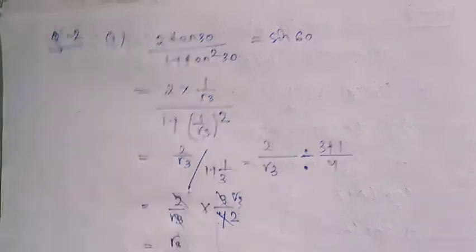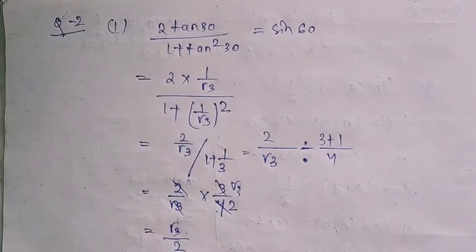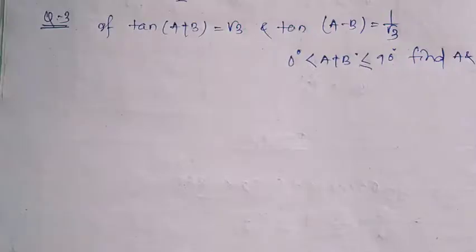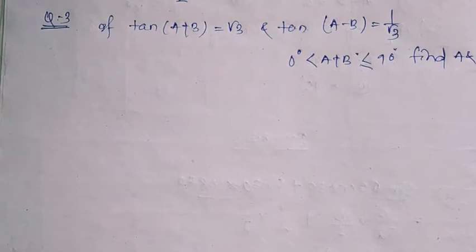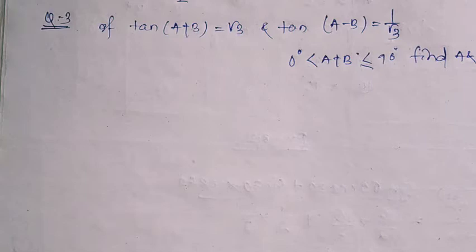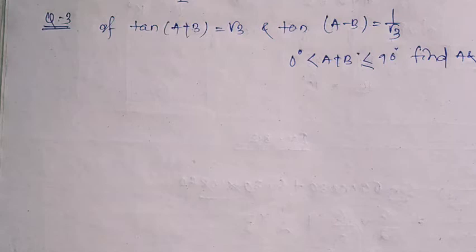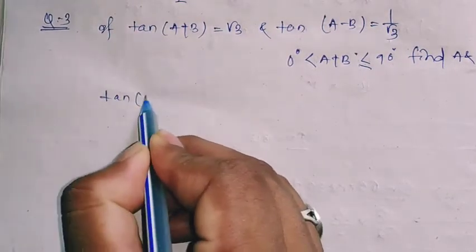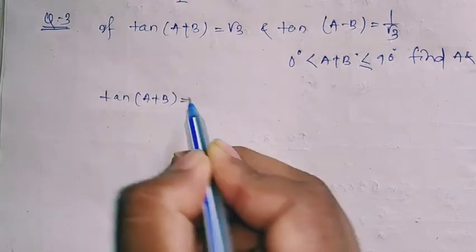Okay, we will go to question number 3, which is very important. Here is question number 3: given that tan(A plus B) is equal to root 3, tan(A minus B) is equal to 1 by root 3, and the value of A plus B lies between 0 degree and 90 degree. Find A plus B. We have done this kind of question in examples, so let us solve it. Given that tan(A plus B) is equal to root 3.